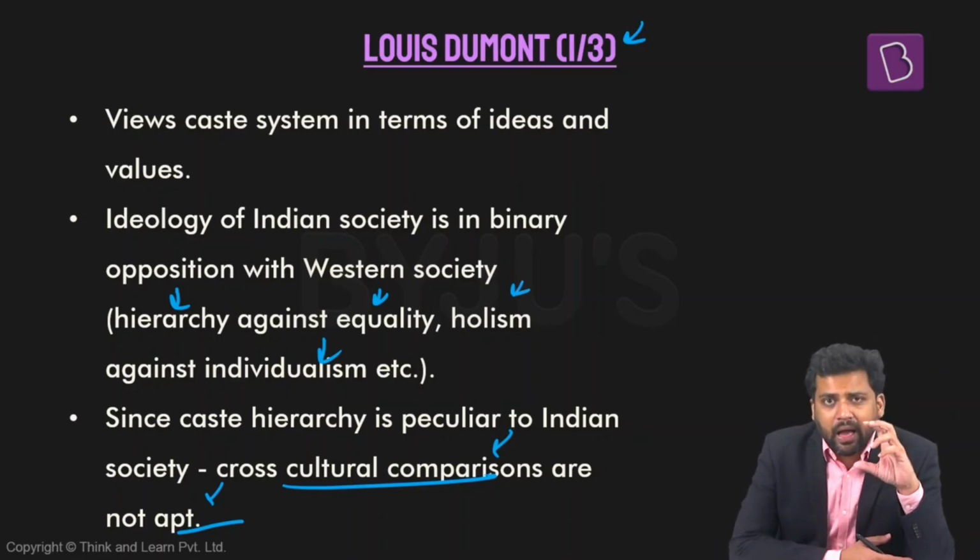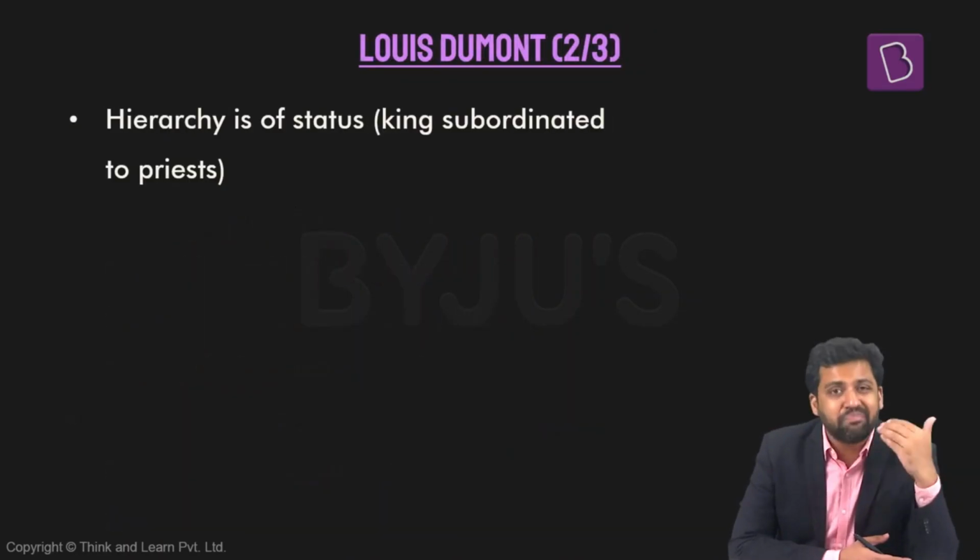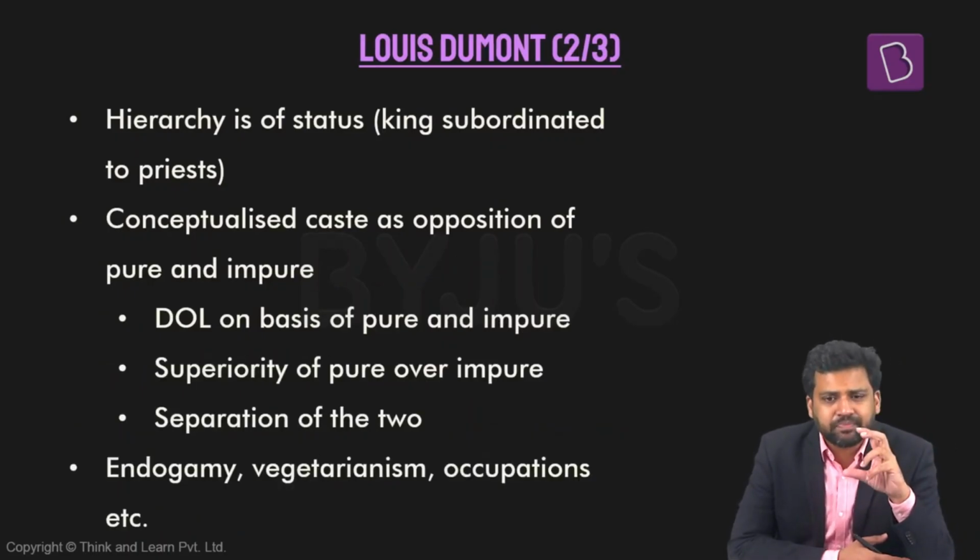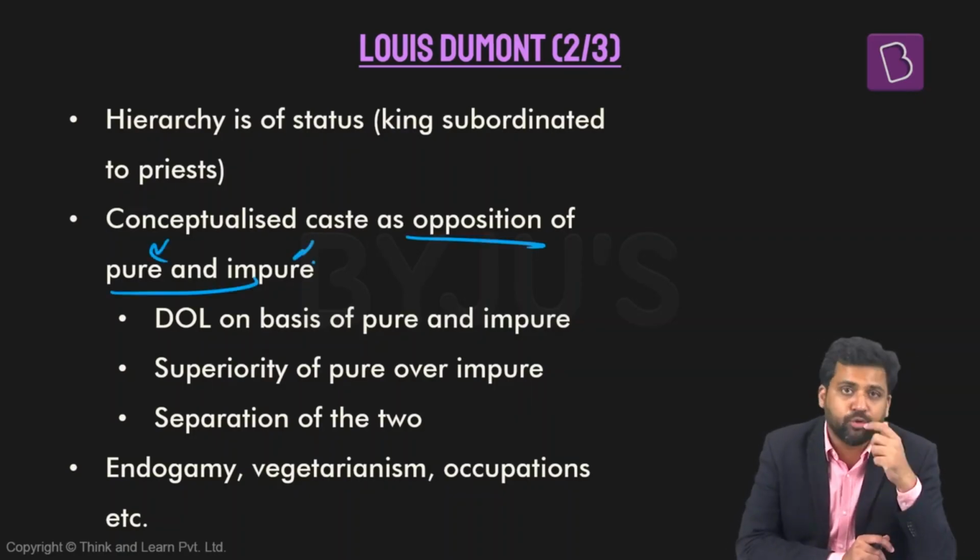So how does he view the caste system? What is the basis of the caste system as per Louis Dumont? There are certain things on the basis of which the caste system shapes up in India. Louis Dumont says that Indian society gives importance to the concept of pollution and purity.